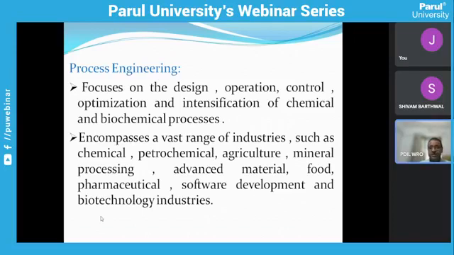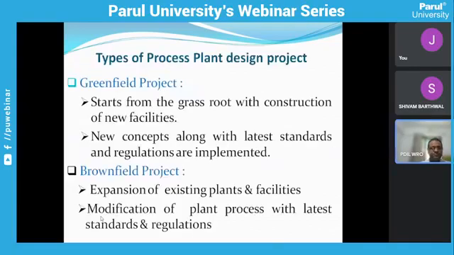It encompasses a vast range of industries such as chemical, petrochemical, agriculture, mineral processing, advanced material, food, pharmaceutical, software development, and biotechnology industries. So the application of process engineering is a vast area. That means it covers almost all kinds of industries. So your job opportunity, your expertise can be proved in all these kinds of industries as a process engineer.